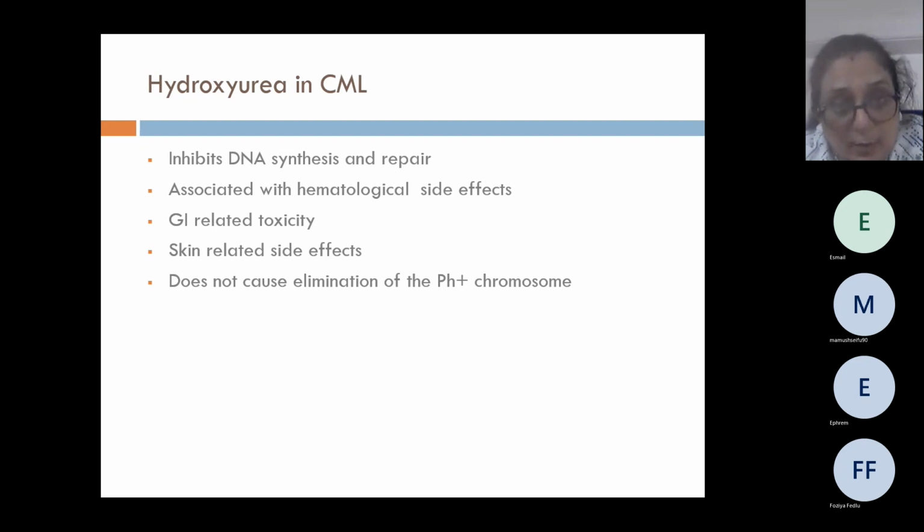Then came the hydroxyurea molecule, which you have seen yesterday. KDAB has also got hydroxyurea and the brand name is Riburia. This hydroxyurea inhibits DNA synthesis and it also repairs the damaged DNA. It is associated with hematological side effects. It has GI related toxicity. It has some skin related side effects also, and this hydroxyurea also does not eliminate the Philadelphia chromosome. But this is an economical drug, therefore generally given in government institutions and for poor patients also.